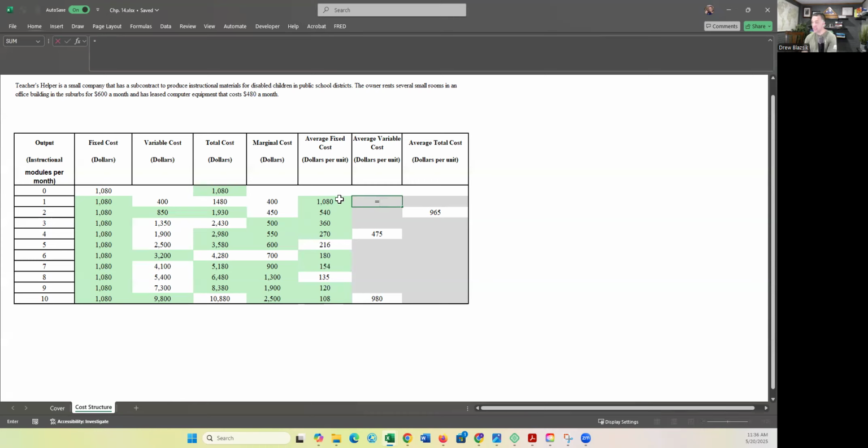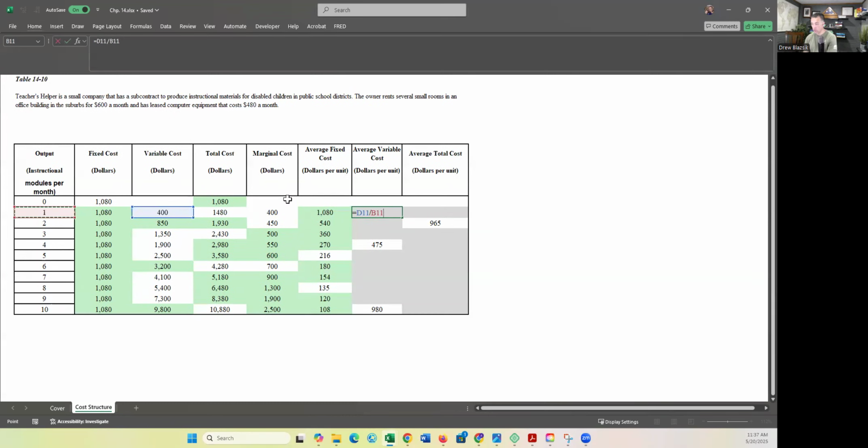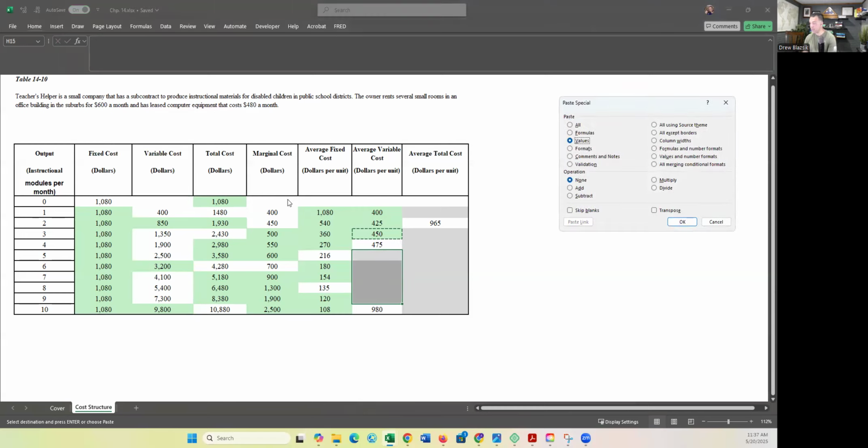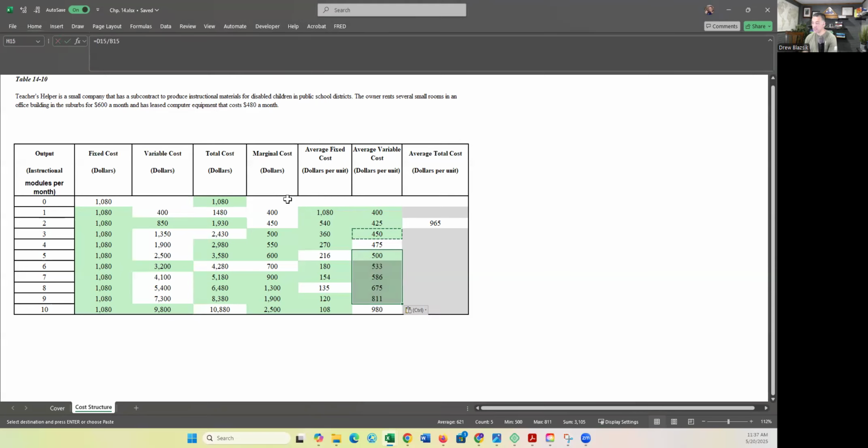All right, now let's look at the average variable cost. I'm going to find the total variable cost and divide it by the units, 1. That's going to give me the average variable cost. I'm going to go down, copy that equation, highlight these, hit Alt ES or just find paste special and go to formulas, and that's going to solve it for us there. Last, what's the average total cost?